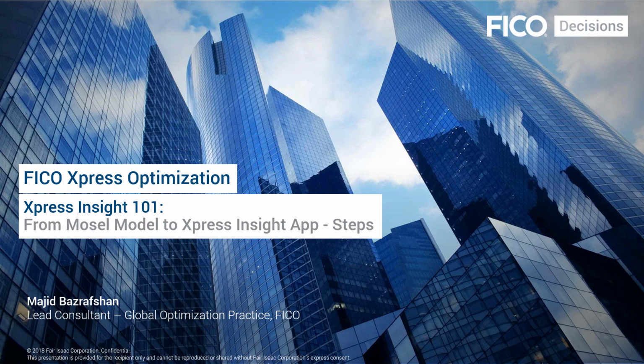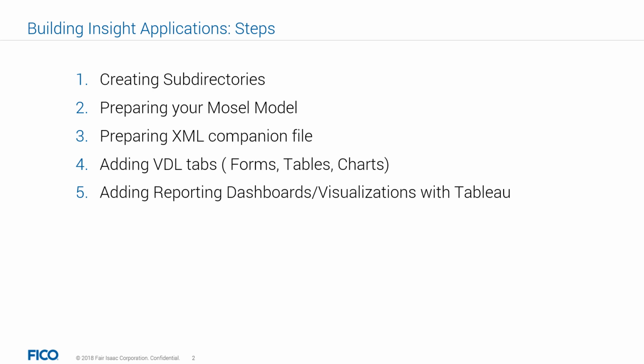So now, in order to avoid confusion and have a discrete path from your model to an app, I would like to first itemize the steps you would need to take to create an app with FICO Xpress Optimization. And here, to be emphasized, Xpress Insight. So that being said, let's get the ball rolling. So, what are these steps? I could think of 5. Creating subdirectories, preparing your Mosel model, preparing your XML companion file, adding your view tabs, and finally adding your reporting dashboards or any visualizations that you would like to have in Tableau.